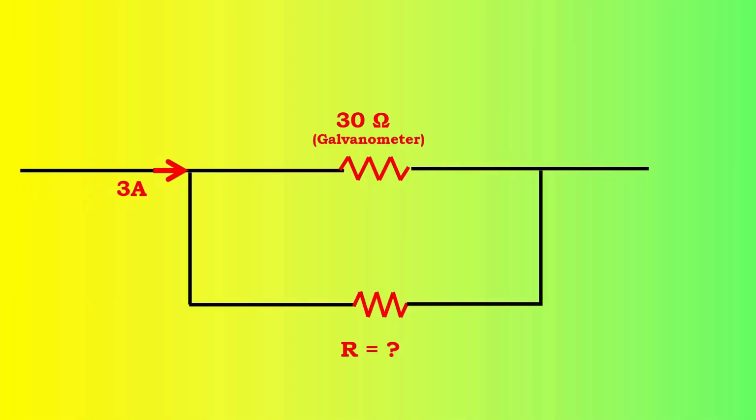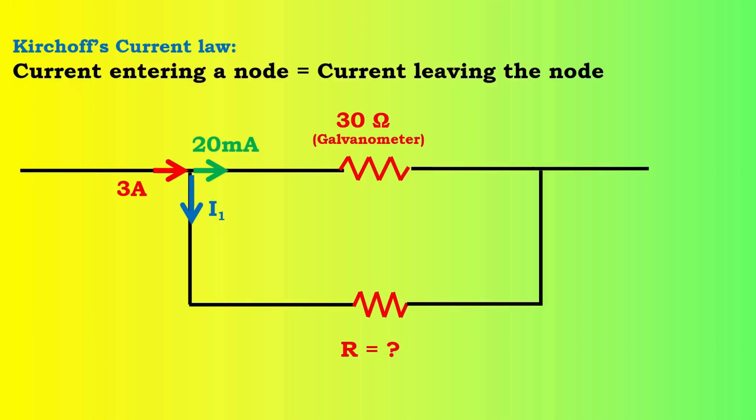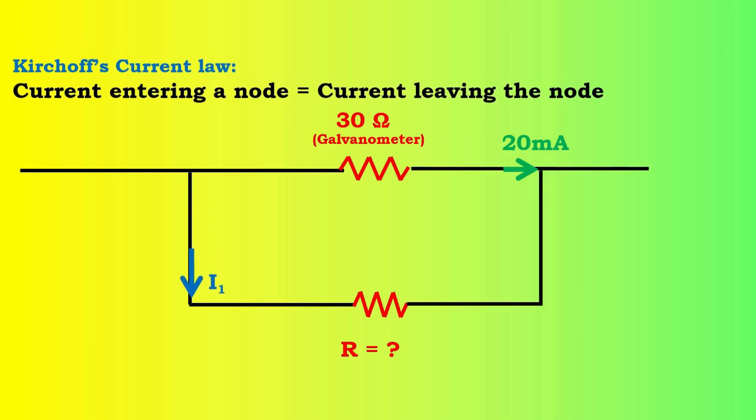The 3 ampere current reaches the junction and splits into 2 branches. Here, we apply Kirchhoff's current law. According to KCL, total current entering a junction equals total current leaving it. So the incoming current is 3 ampere. Out of this, only 20 milliampere flows through the galvanometer. The remaining current, called I1, flows through the shunt branch.